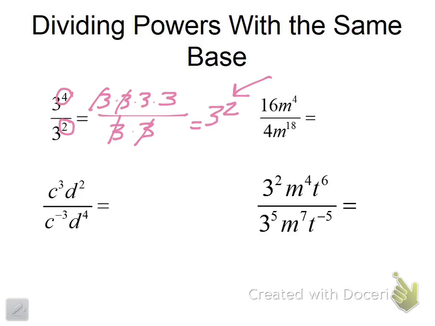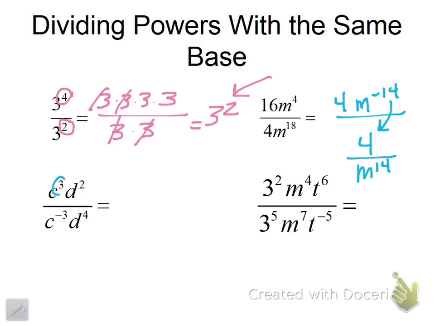So if we take a look at this next one, 16 divided by 4 is going to be 4. And then 4 minus 18 is going to be negative 14. Okay, well when we have a negative, we got to drop it down to the bottom. So it's going to look like this.